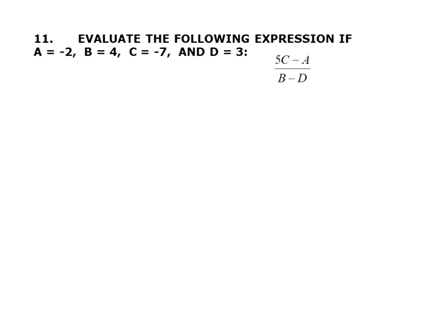Okay, this one has 5C, which is negative 7, and then A is negative 2. And then the bottom is B, which is 4, and D, which is 3. Okay, so now let's look at our top. We'll start here with 5 times negative 7. Right, it's negative 35. And then a negative times a negative 2 is a positive 2.